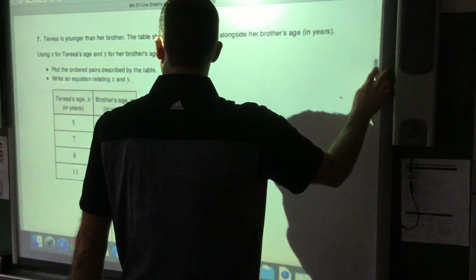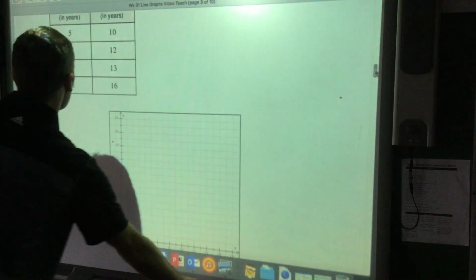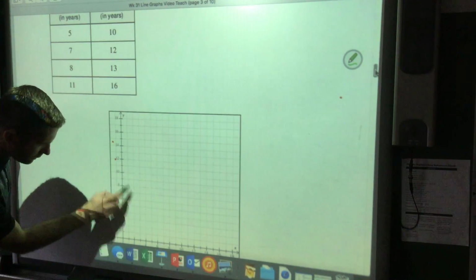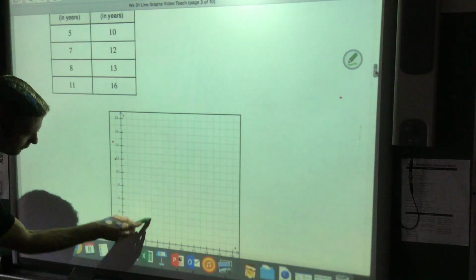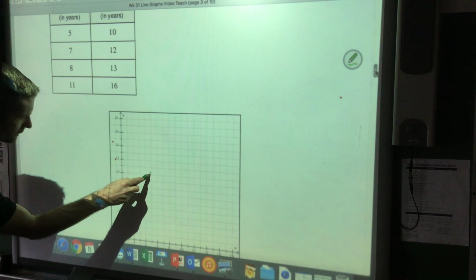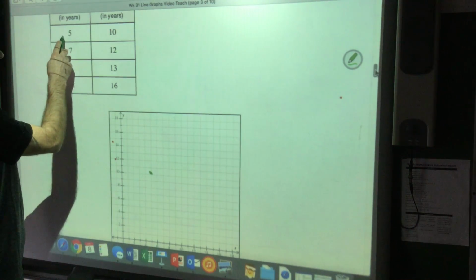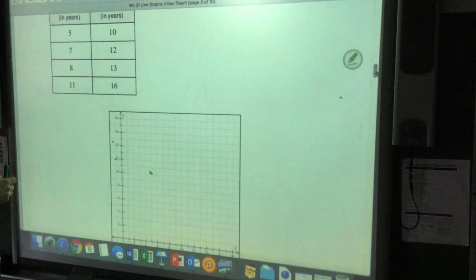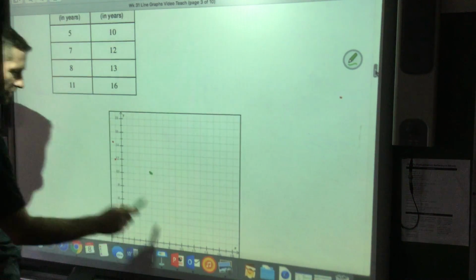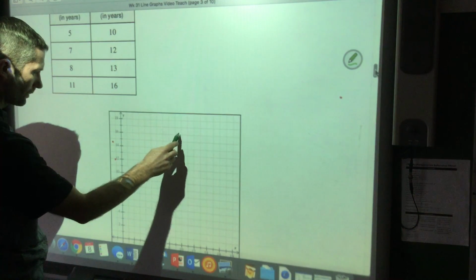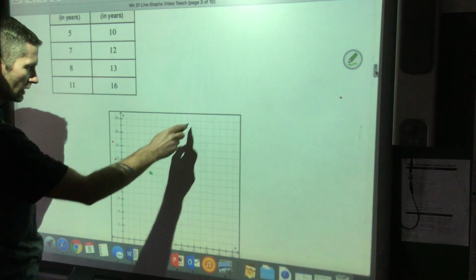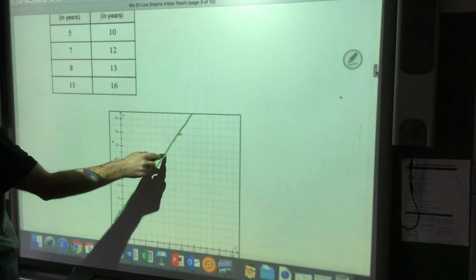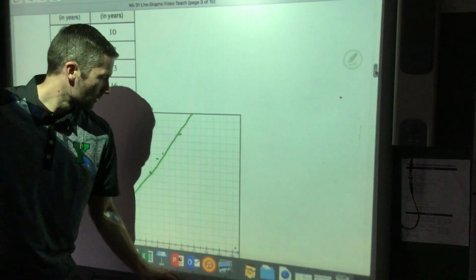I'm not going to bore you graphing that whole thing, besides the fact that you could graph any 2 points. 5, 10. 5, go over 5, up 10. Remember, we always do. Well, we got to look at what's on our axes to know which goes where. And then 11, 16. And if I graph these right, it should go through all these points. I don't have to put each dot. I could put each dot on there, but it'll work out for you.